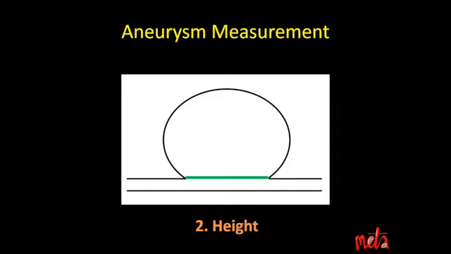Next is the height of the aneurysm, which is defined as the longest perpendicular measurement between the aneurysm neck and the dome of the sac, which is shown here in orange. The third and final measurement we'll be asking you to record is the aneurysm diameter, which is perpendicular to the aneurysm height, again on the same slice, and that is shown here in blue.